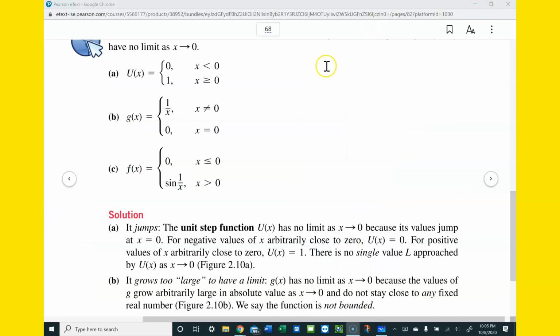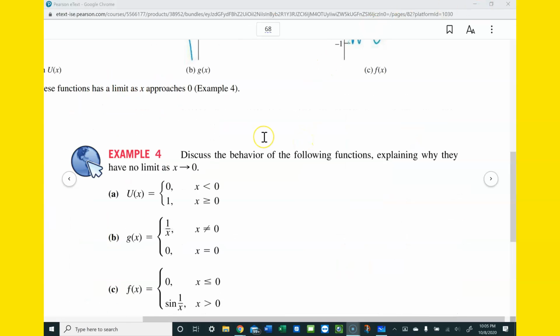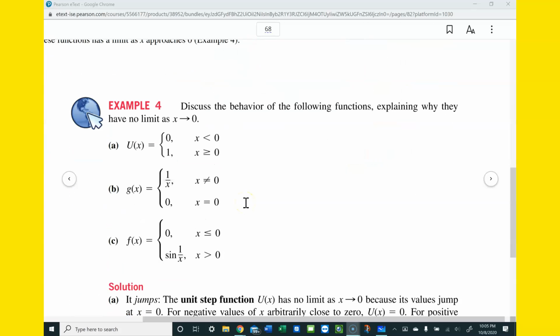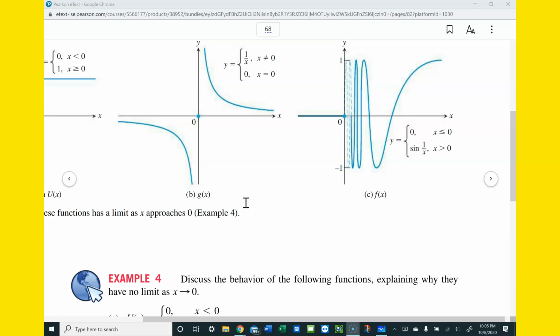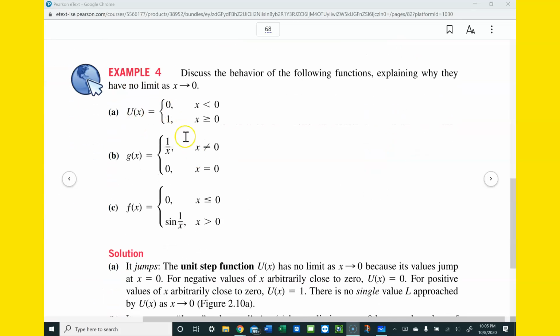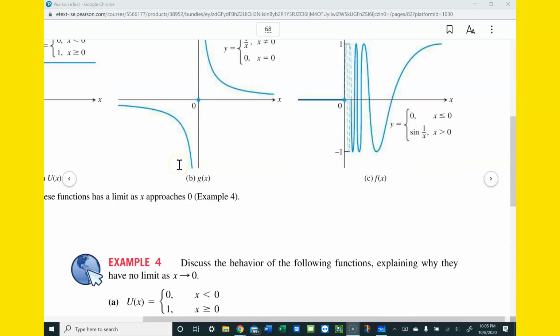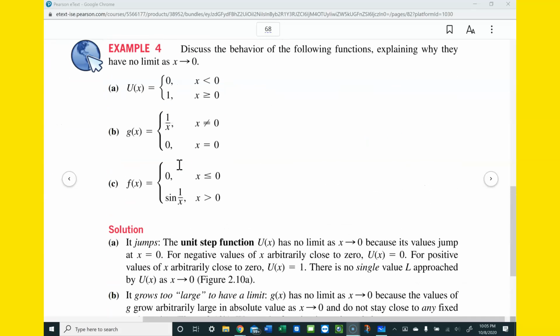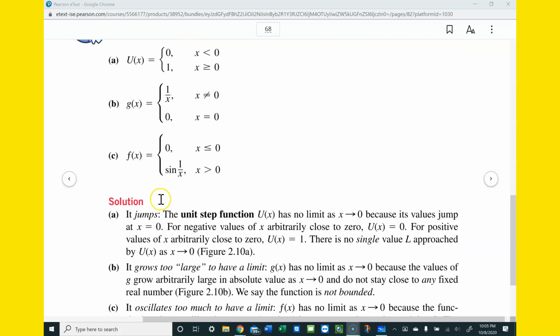All right, these are the same problems in example 4 as we saw graphically in these previous graphs. These are just algebraically defined, defining those same graphs. And here are the solutions. Why does the limit as x approaches 0 not exist for this one? We already said it graphically, but we can say it this way: it jumps. When you get to 0, it jumps from one value to another. So if there's a jump there, then the limit doesn't exist.